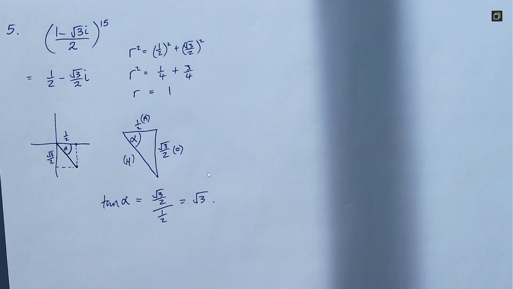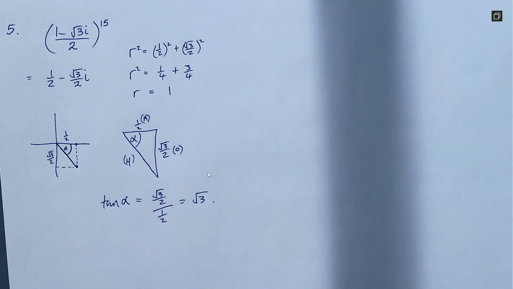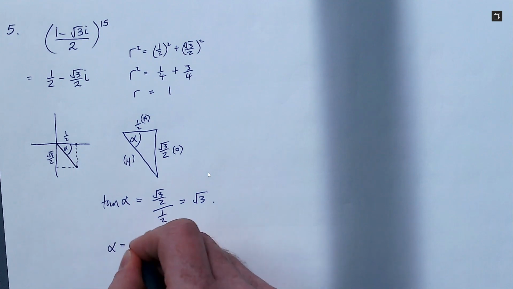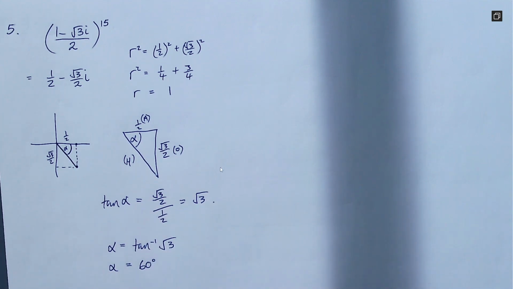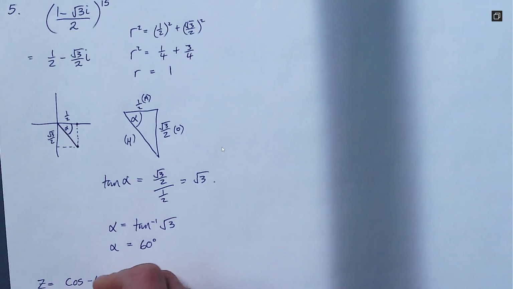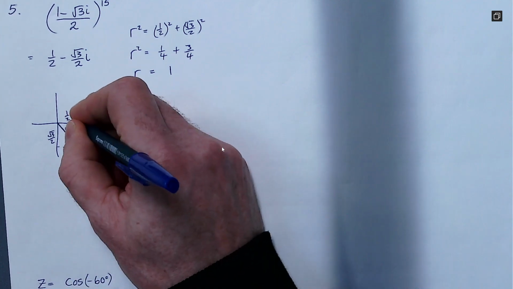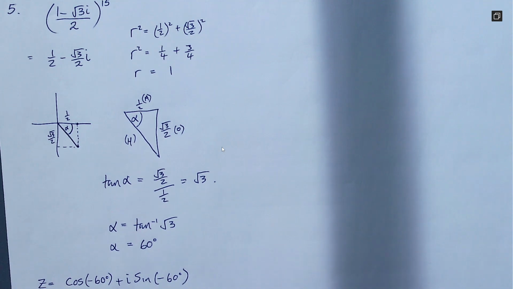So alpha equals tan inverse of square root 3. On the calculator, that gives 60 degrees. Since the number lies in the fourth quadrant, the angle is minus 60 degrees. So z equals 2 times (cos of minus 60 degrees plus i sin of minus 60 degrees). Either form works.